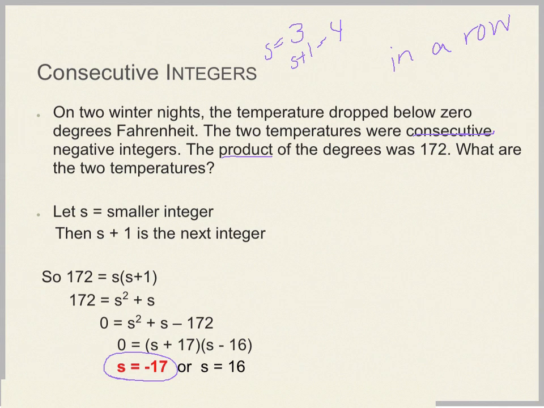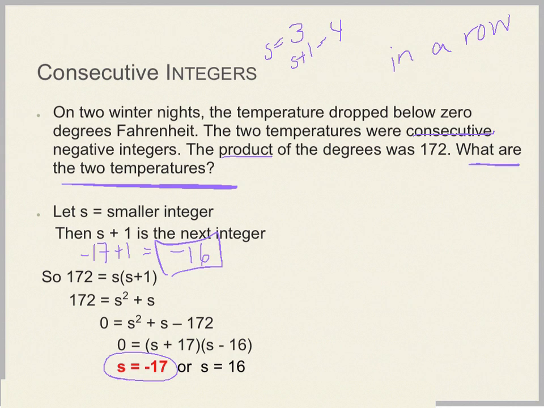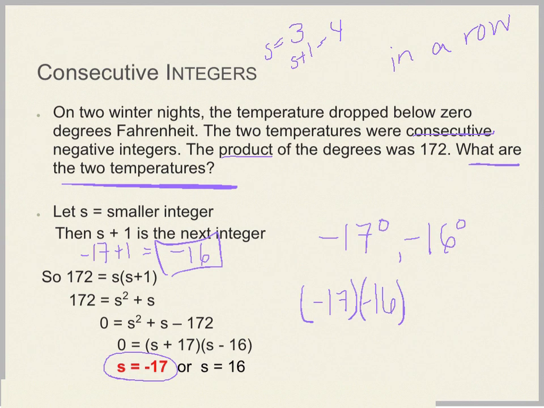So if S, the smaller temperature, is negative 17, then negative 17 plus 1, or negative 16, is the other temperature. So the two temperatures are negative 17 degrees and negative 16 degrees. And if we multiply negative 17 times negative 16, as we said we were taking the product, we do indeed have 172 degrees.